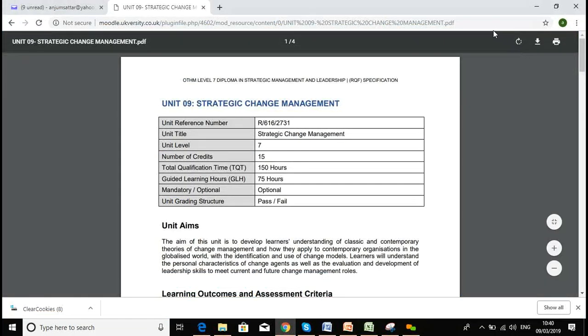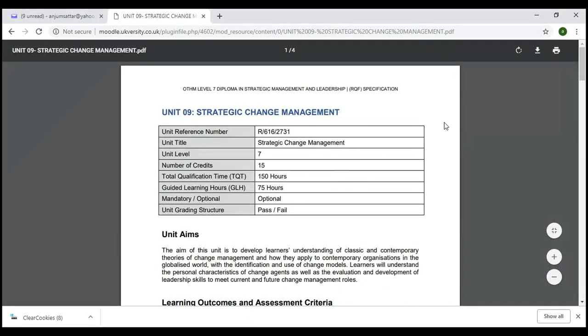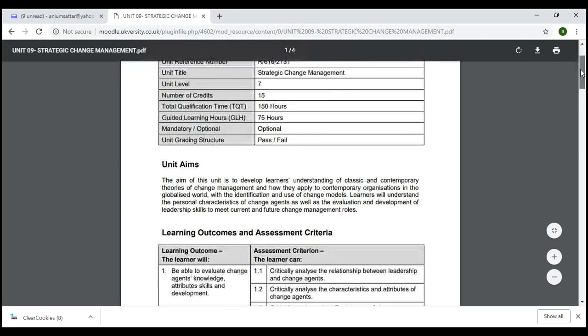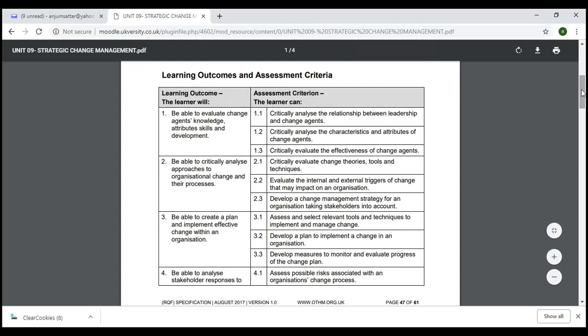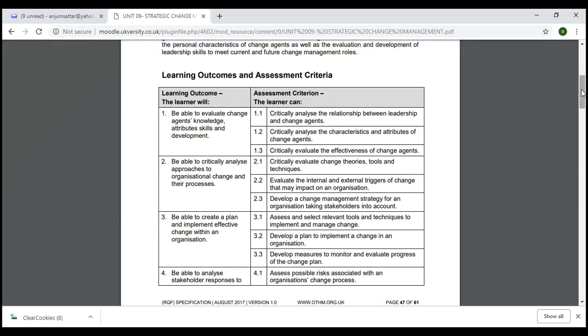First we'll recap what we learned during our last lesson and the previous lessons as well. Change management, level 7. Be able to evaluate the change agent's knowledge, attributes, skills, and development. During lesson 1, we discussed the role of leadership and management, what is meant by change agent, and how we can manage change in our organization as a director, because we are working as agents on behalf of the shareholders, so we'll maximize shareholder wealth.